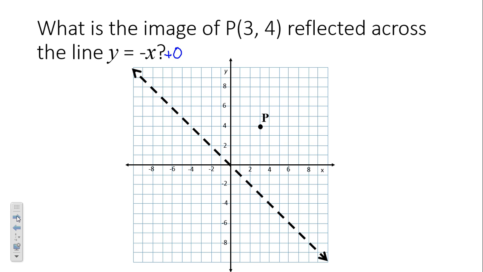So we think that if we're trying to find the image of P, which is 3, 4, maybe it will be negative 3, negative 4. So let's check. If we go 3 back and 4 down, does that look like a mirror image across that line of reflection? Not quite.